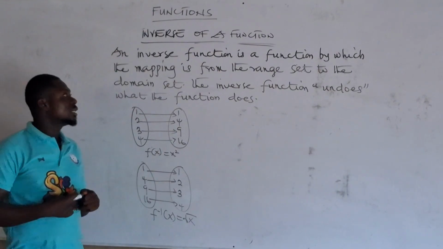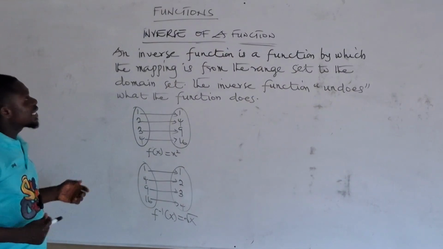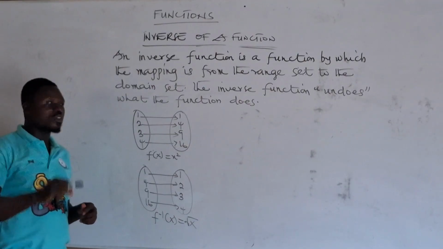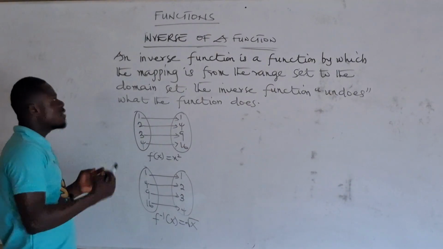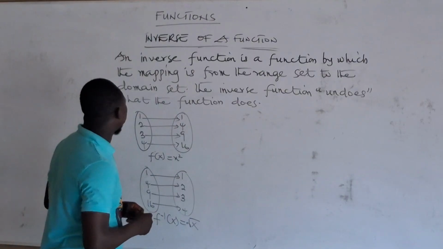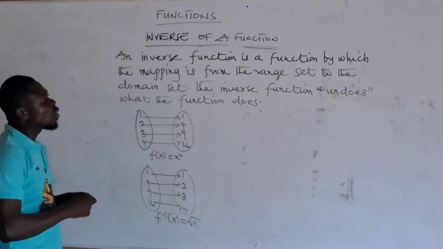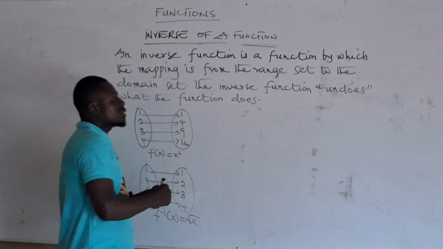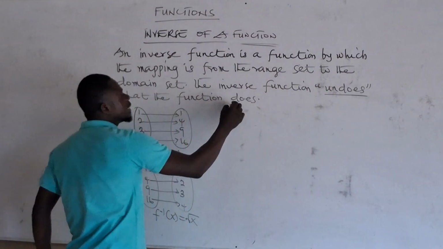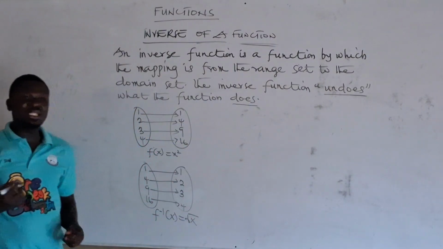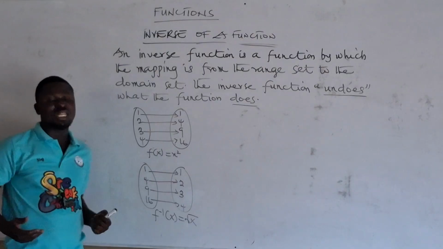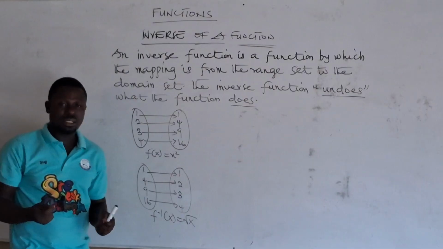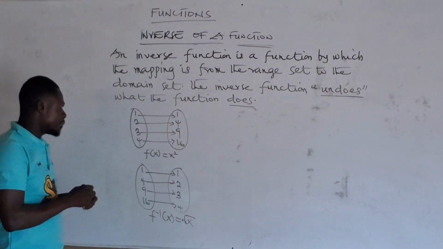In today's lesson, we're going to learn the inverse of a function. When we say the inverse of a function, what does it mean? An inverse function is a function by which the mapping is from the range set to the domain set. The inverse function undoes what the function does. What it means is that when we talk about the inverse function, it is the function that undoes what the function does. Let's look at the diagram on the board.